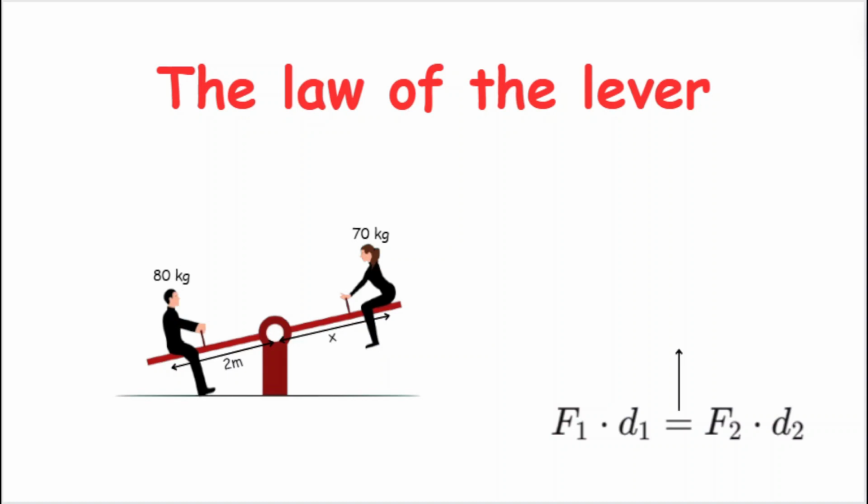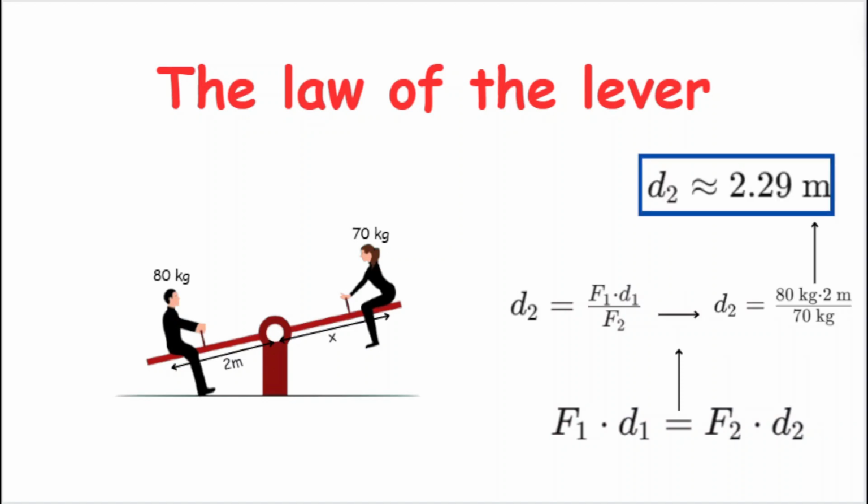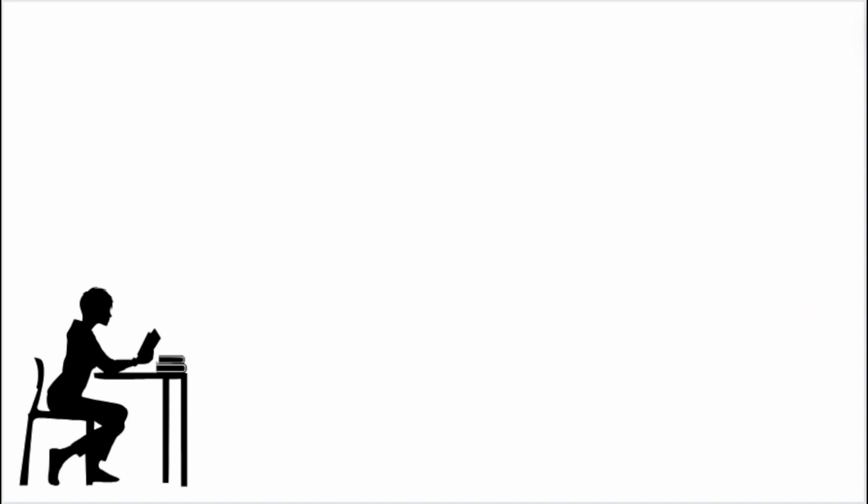To discover D2, we'll have to apply the formula. First of all, we isolate D2. After that, we substitute each component by their value. And finally, we calculate it, and approximately D2 is equal to 2.29 meters. I hope I have explained myself properly, so that you know now what are machines, what are levers, their types and the law of the lever, and how to apply it.